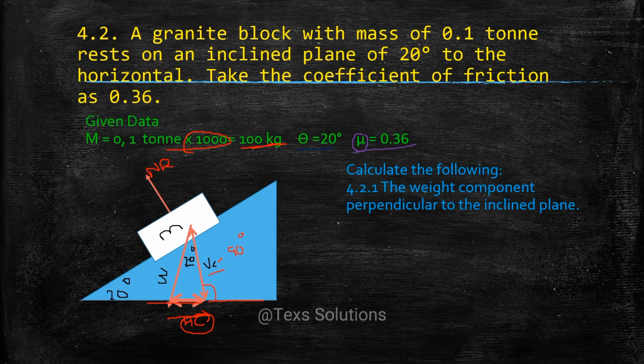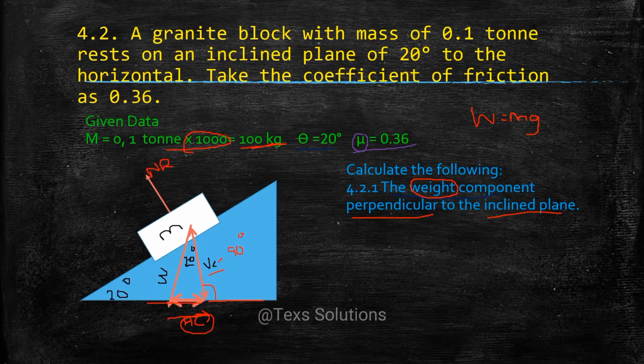Okay, question number 1 says, calculate the following. 4.2.1, the weight components, right? So we are specifically looking for the weight component, which is now perpendicular to the inclined plane. So when they are referring to the weight components, the force that has weight is the force of gravity. So on the object's mass, you have gravity acting downwards. So therefore, we should now remember that weight is calculated as mass times gravity.